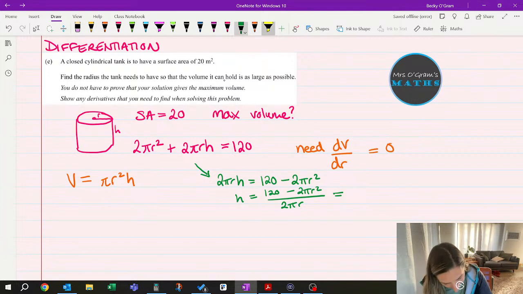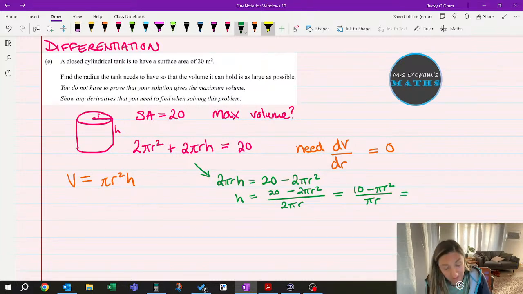Oh, I've just spotted a mistake. I wrote down 120 just there when it should have been a surface area of 20. My apologies. So we've got 20 minus 2 pi r squared all over 2 pi r. Okay, next, let's try to simplify that. So if we divide everything through by 2, we'll have 10 minus pi r squared all over pi r.